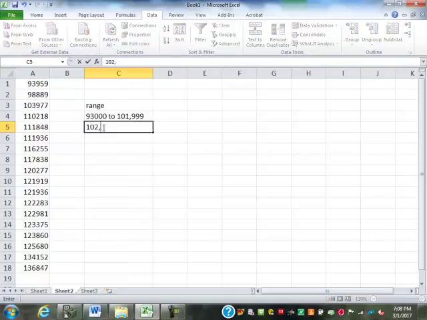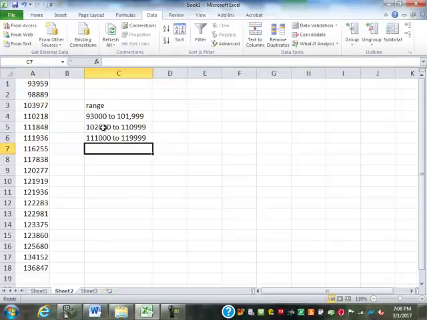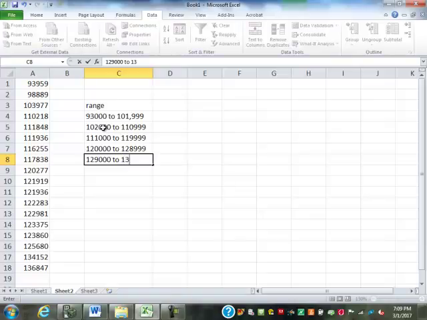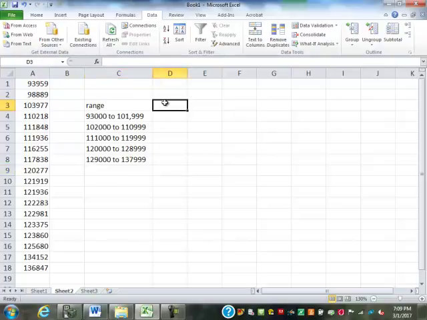Now the reason I went to 101,999 is I can't have any gaps between classes. So my next will go from 102,000 to 110,999. So I go from 111,000 to 119,999. 120,000 to 128,999. 129,000 to 137,999. Now you can see that covers the whole range of data. Nothing's going to fall outside of that.